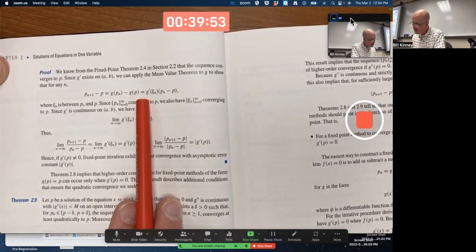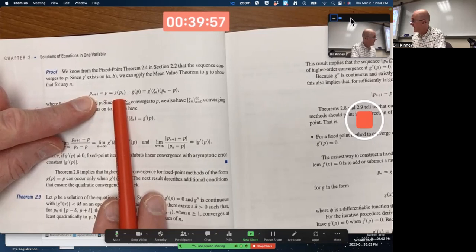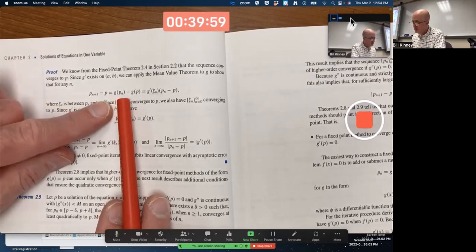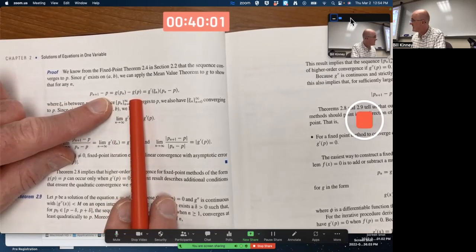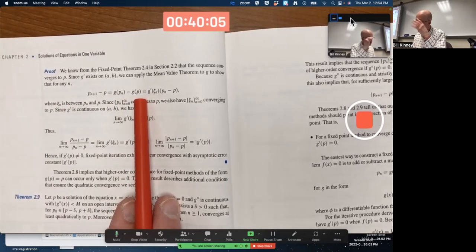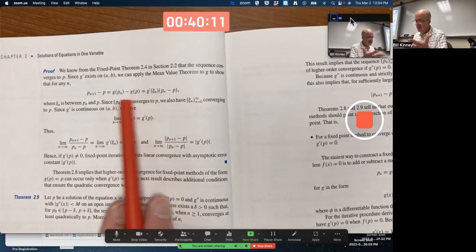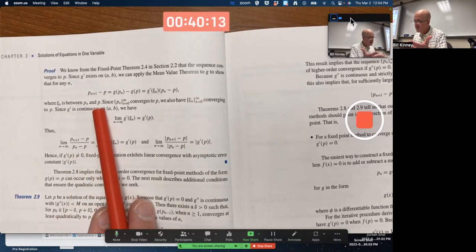That second equality. This first equality, well, Pn plus 1 equals G of Pn because we're iterating G, and P equals G of P because P is a fixed point of G. There's the application of mean value theorem. So we're effectively applying the mean value theorem here infinitely many times, once for each value of n. Where Cn is between Pn and P.